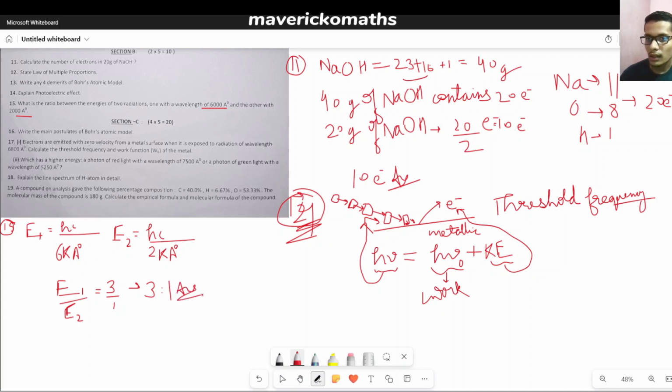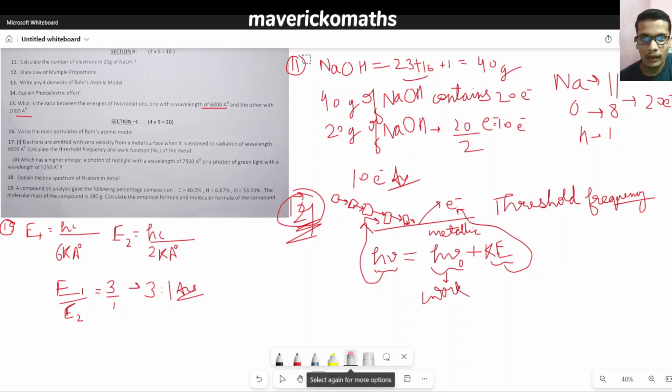Now the 16th question. Write the main postulates of Bohr's atomic model. You can write 6 to 8 postulates, like angular momentum, or the energy possessed by the orbit. There are many other postulates, like the radius; you can write about the radius. Now we will move towards the next question, that is the 17th question.